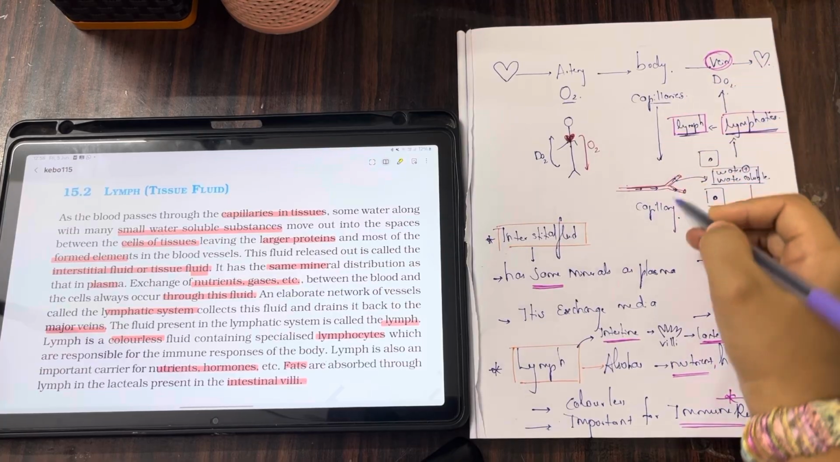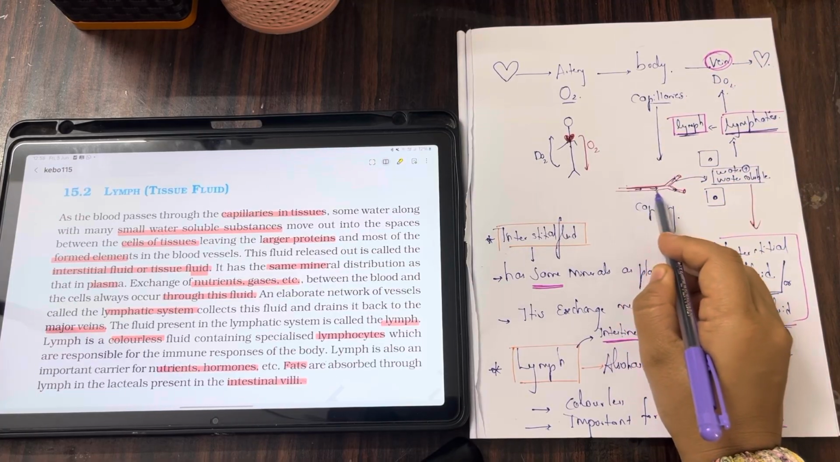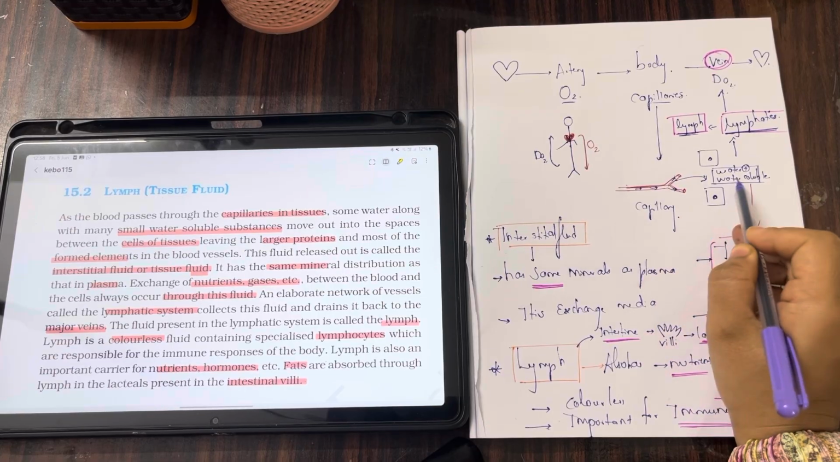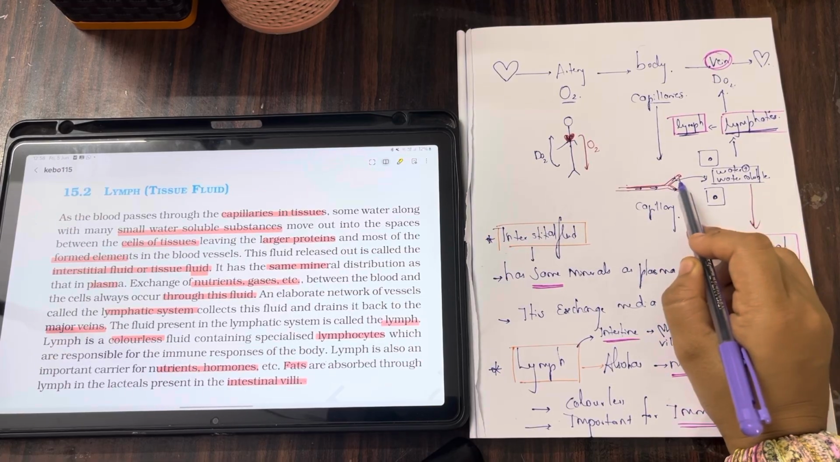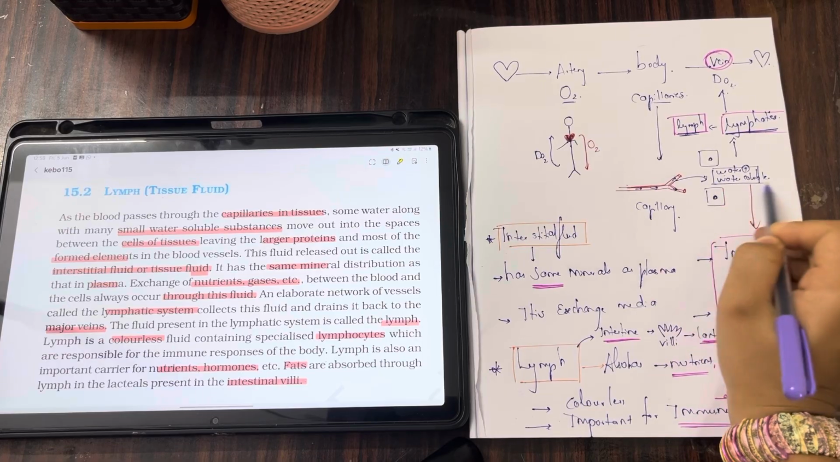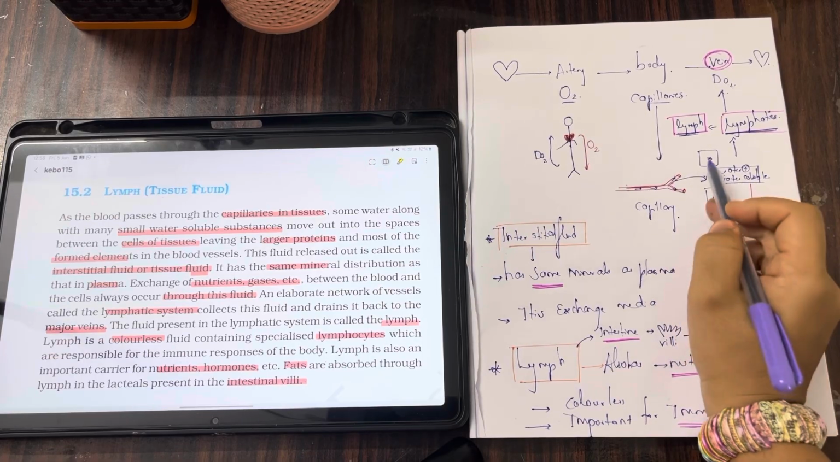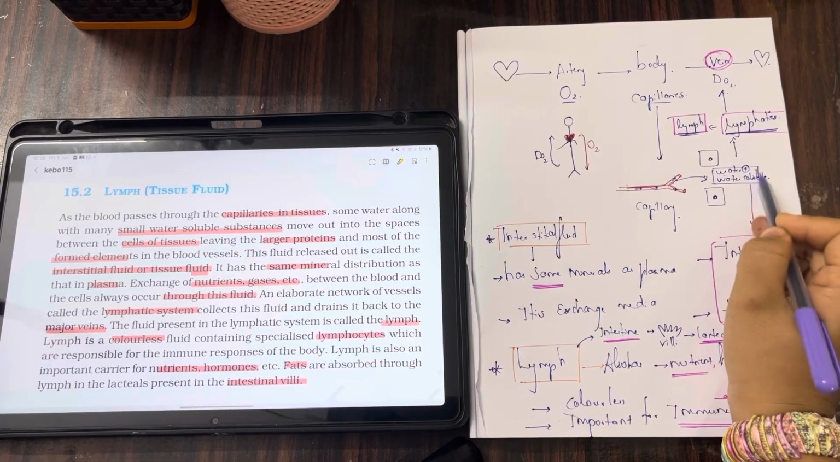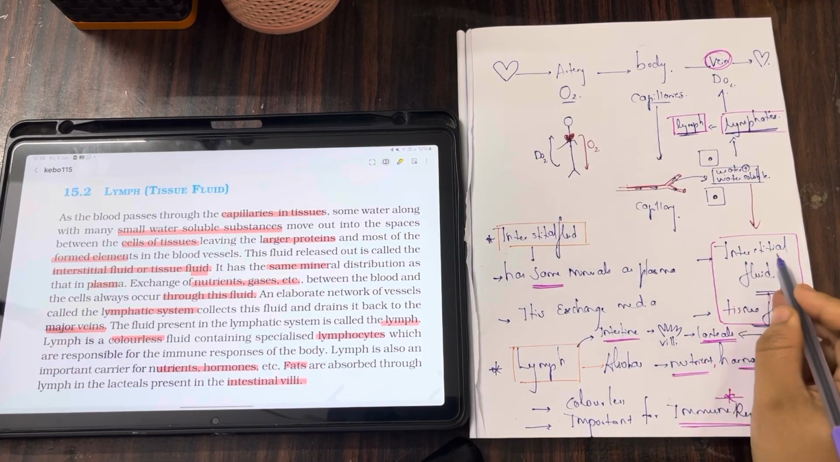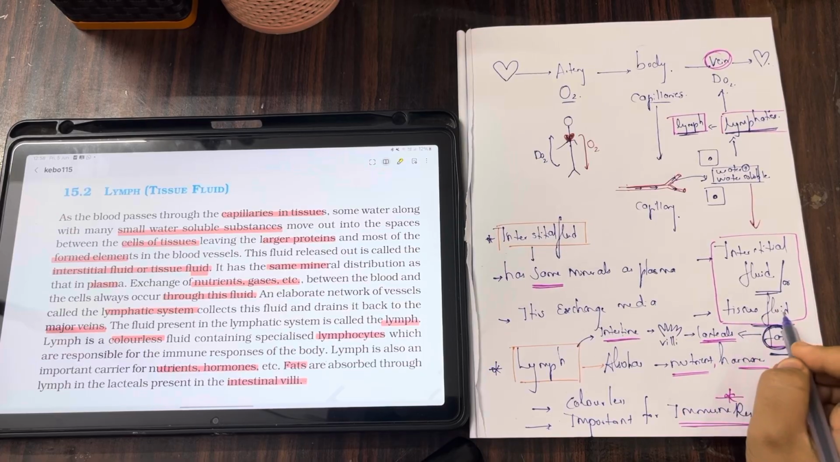Now at the level of capillaries, as you can see, blood is entering the capillaries. But what will happen is water and water soluble substances move out from the capillaries. So this is the space between the capillaries and cells. So you have this space. So what is this? This is nothing but called interstitial fluid or tissue fluid.